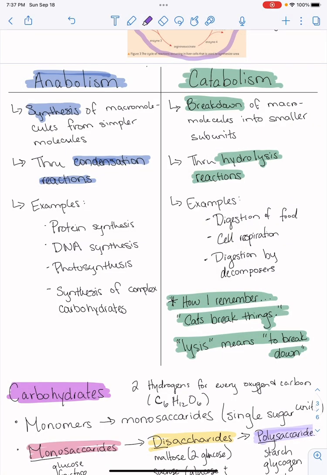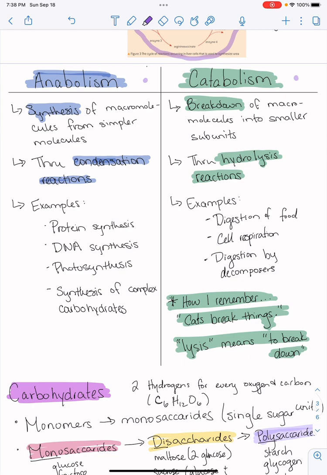Like I said, metabolism can be broken down into two types. We have anabolism and catabolism. So anabolism is the synthesis of large molecules, okay? And these happen through the actual reactions called condensation reactions.